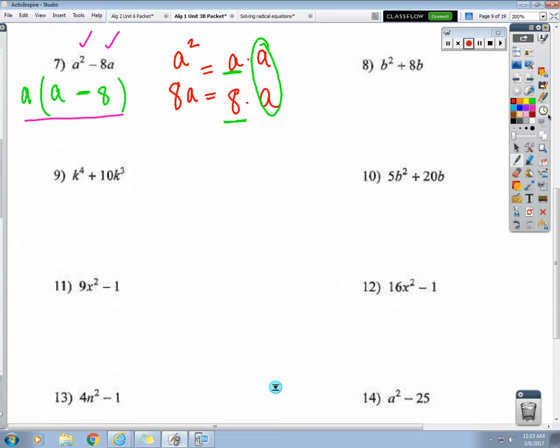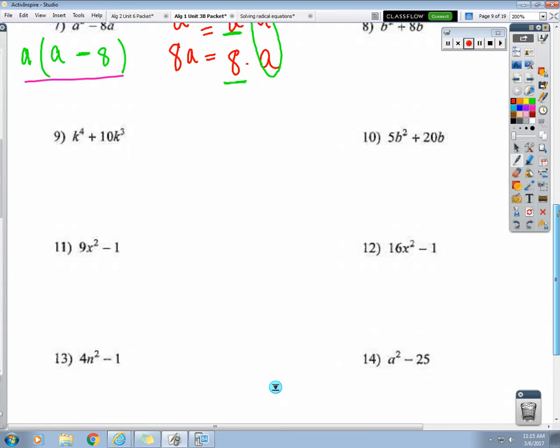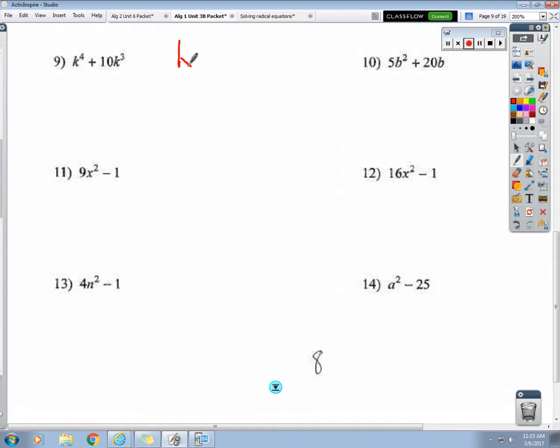Okay, number 9. We have k to the 4th, and we have 10k to the 3rd. So what are the prime factors of k to the 4th? Right, 4 k's. What about 10? 5 times 2 is 10?